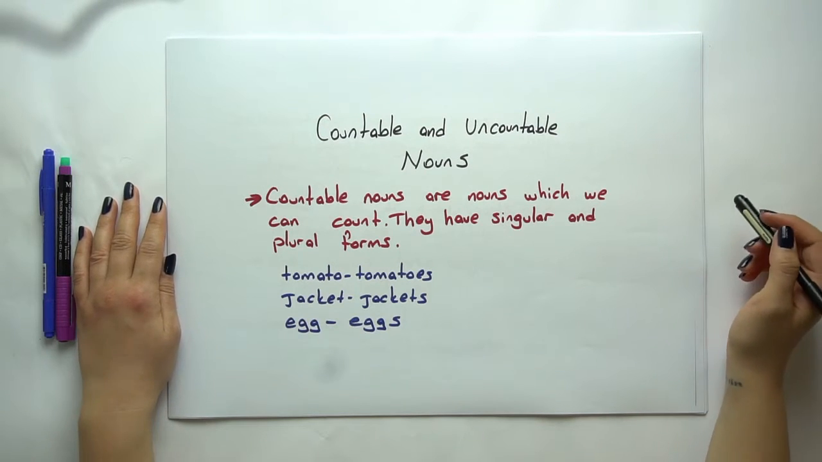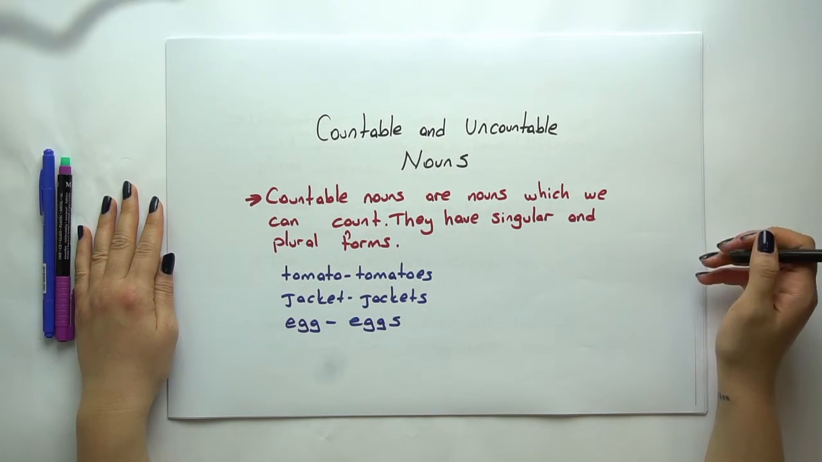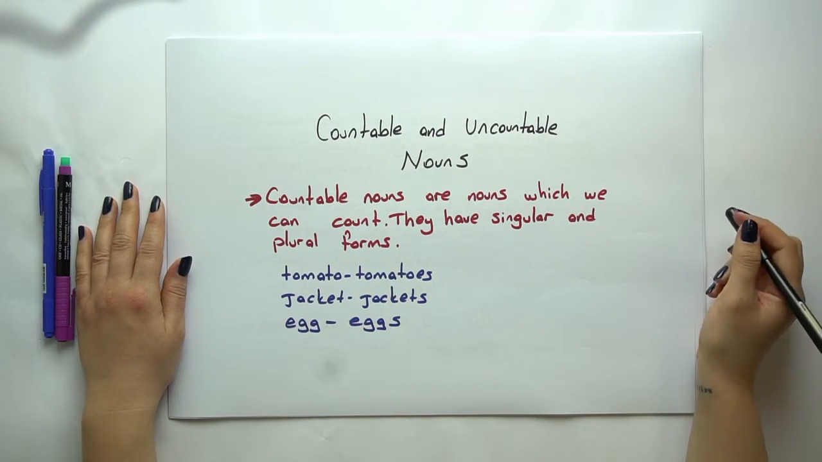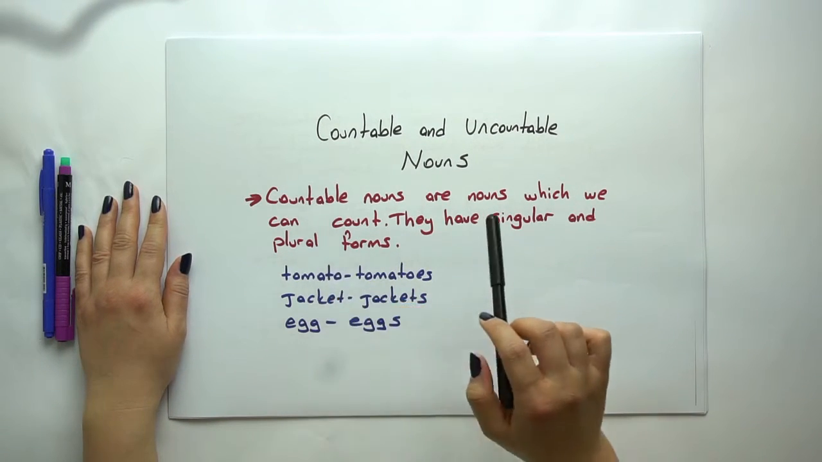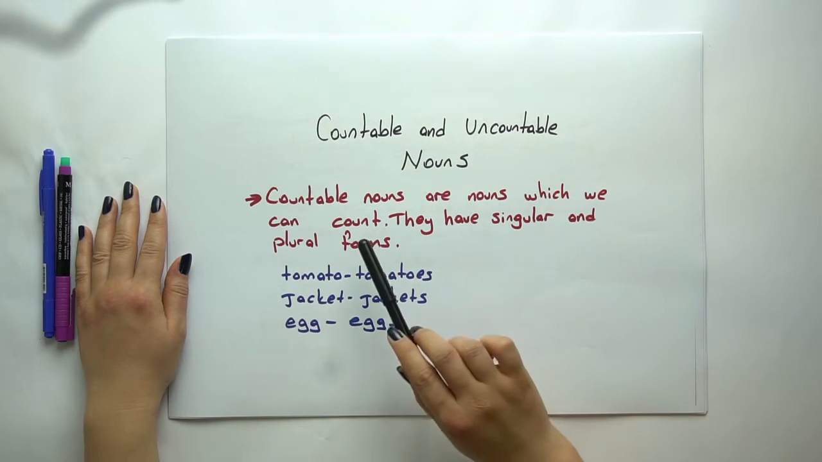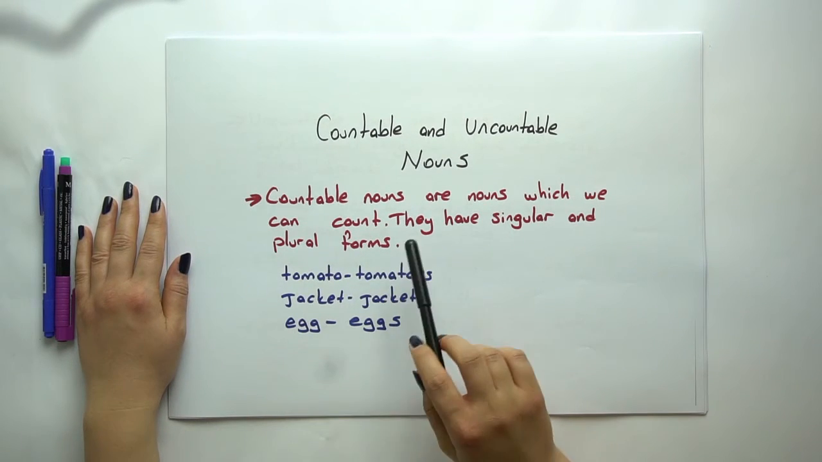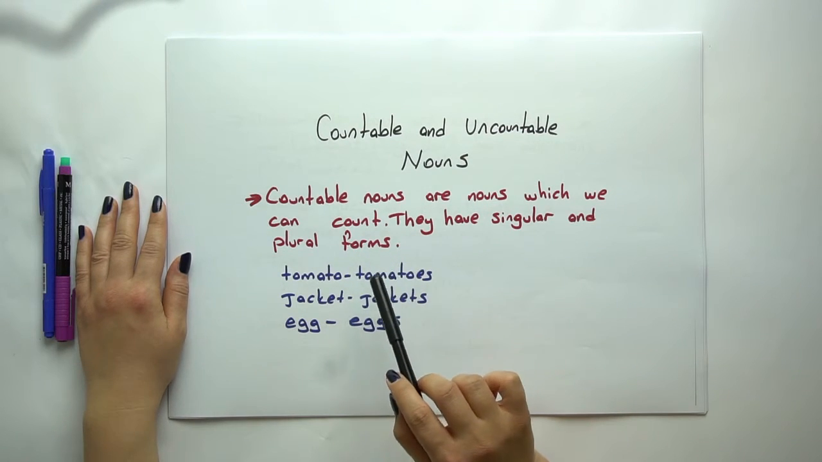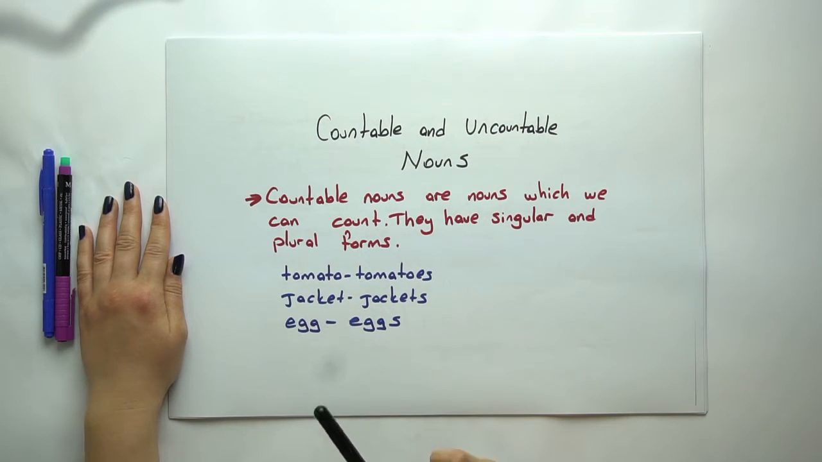Okay, here we go. First, we will talk about countable nouns. Countable nouns are nouns which we can count. They have singular and plural forms. Let's look at the examples.